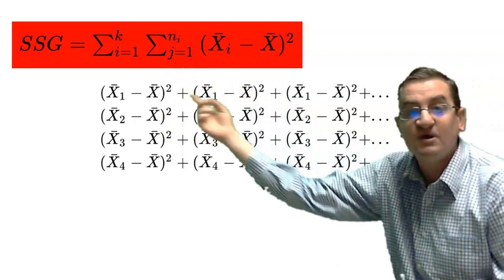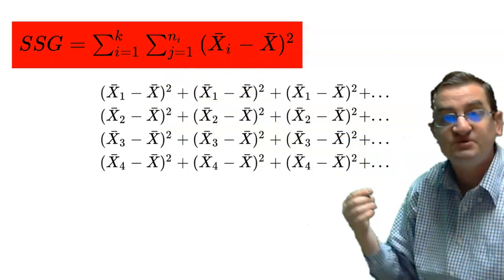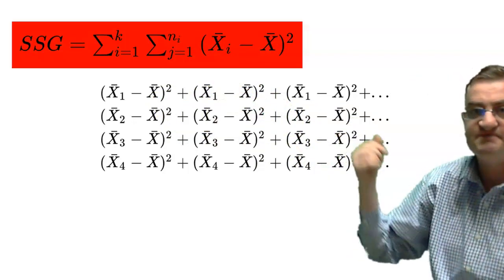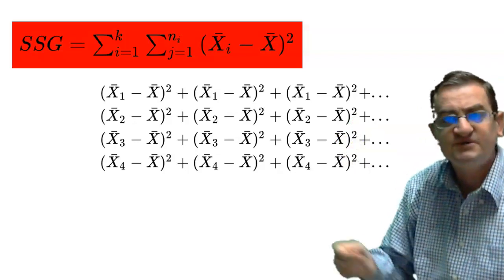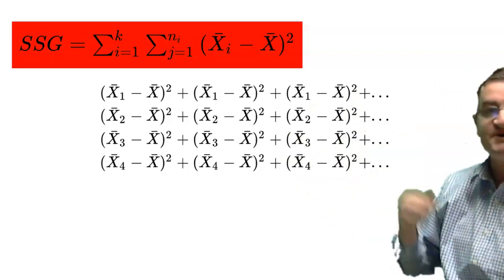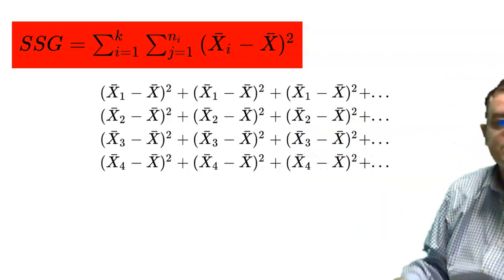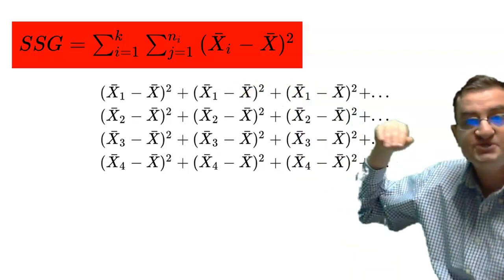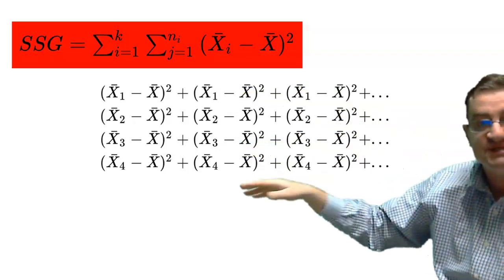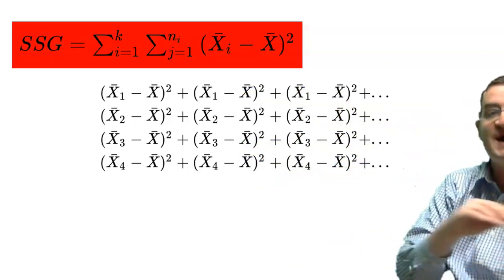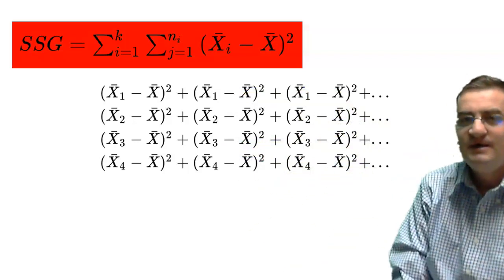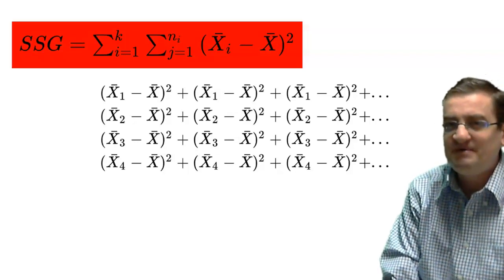So we have X bar 1 minus X bar, that's the first group, and X bar 1 minus X bar because there's another data point in that first group, and then X bar 1 minus X bar because there was a third data point in that group, until you do all of them. And then once you're done with the first group, let's do it again for the second group and the third group and the fourth group until we've added all of them up. Now you might be looking at that thinking, I'll bet there's a simpler way.